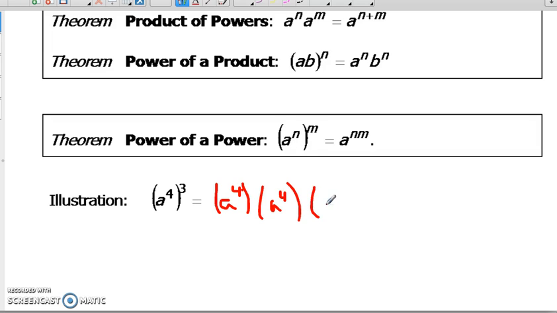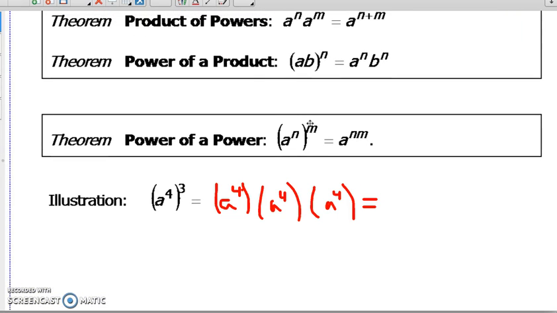All right, so I'm taking a to the fourth times a to the fourth times a to the fourth, 3 times. Then we go through and do our product of powers rule, where it'd be a to the fourth times a to the fourth times a to the fourth. 4 plus 4 plus 4 is a to the 12th. So that's where this rule essentially tells us to multiply anytime you have an exponent raised to another exponent.